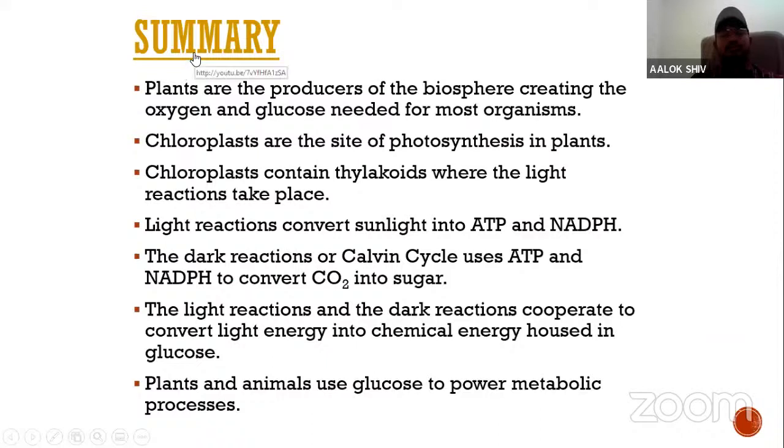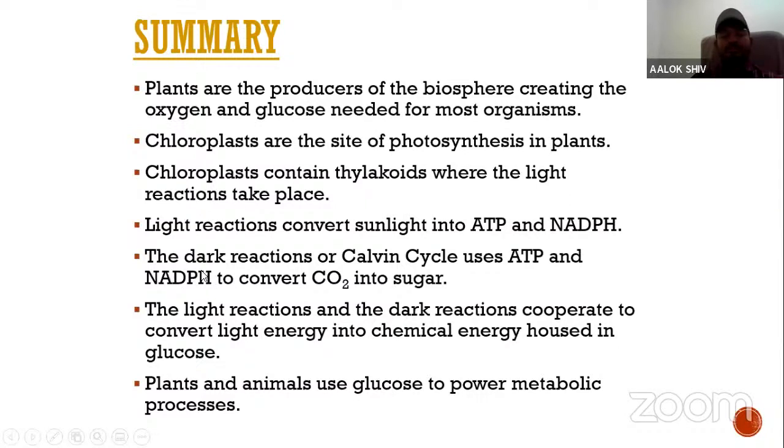So in short, now we'll see the summary of the photosynthesis. Plants are the producers of the biosphere, creating the oxygen and glucose needed by most organisms, right? The chloroplast is the site of photosynthesis, and particularly the light reaction takes place in the thylakoid, and the dark reaction takes place in the stroma.